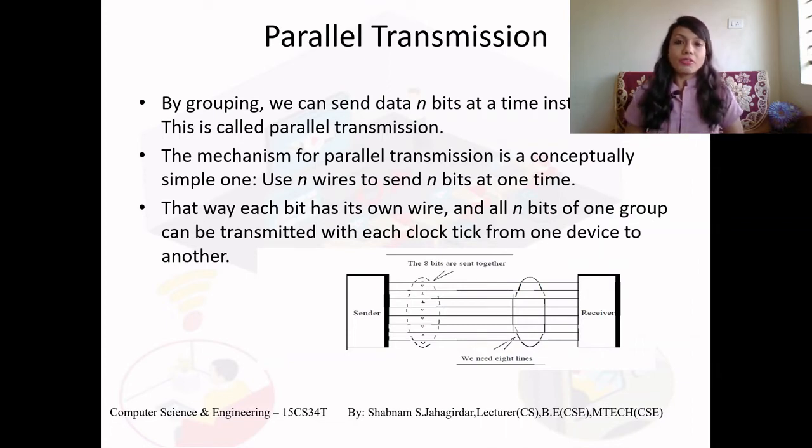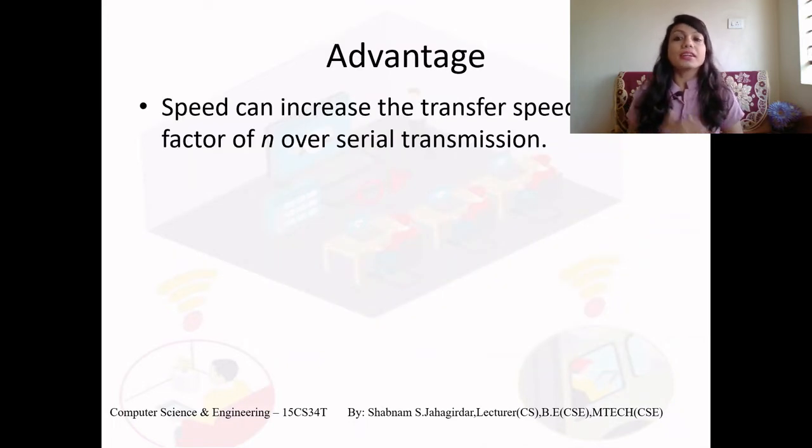Can you tell me some advantages of this parallel transmission? What are the advantages and what are the disadvantages? As you can see, multiple bits are getting transmitted at a time, so it might have some advantage. The advantage is that speed increases. As you are sending n bits at a time, your speed of transfer will increase compared to serial transmission, where you have one line and one bit is transmitted at a time. So that is the advantage of parallel transmission: it speeds up the data transfer.